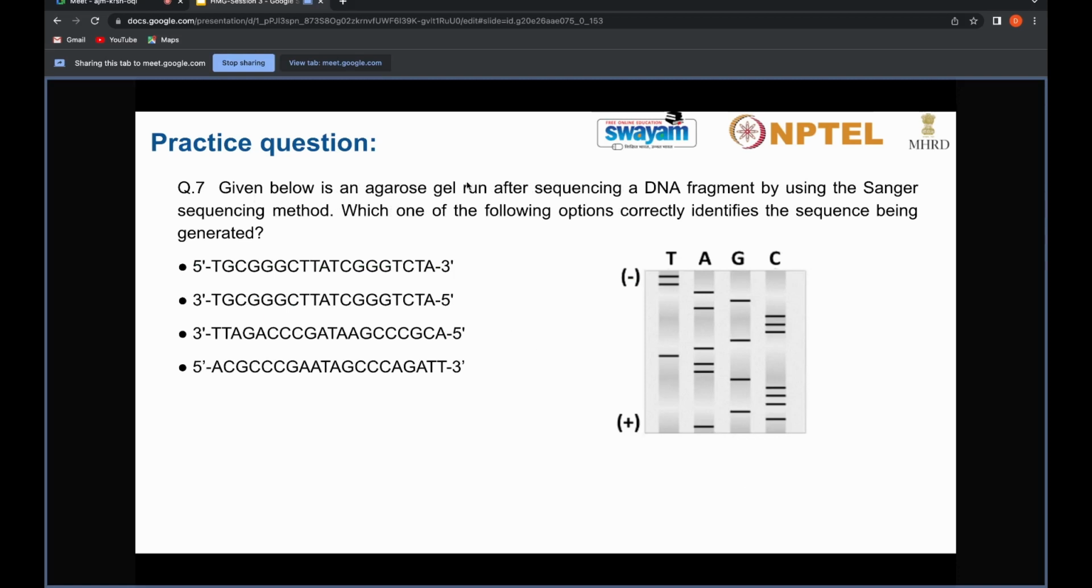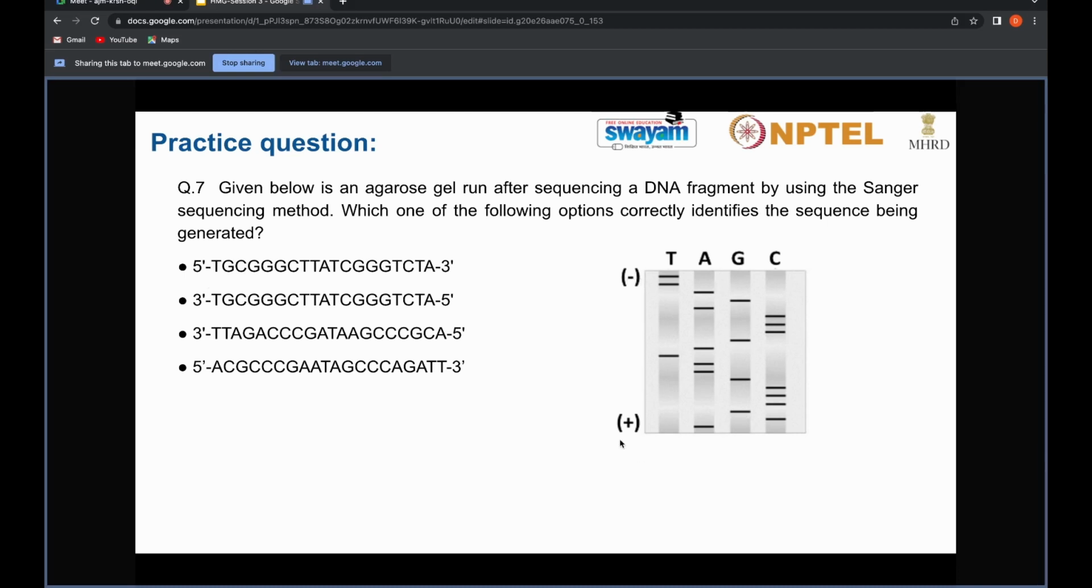Given below is an agarose gel run after sequencing a DNA fragment using the Sanger sequencing method. Which one of the following options correctly identifies the sequence being generated? So they have given you the agarose gel after the sequencing of the DNA fragment, using the Sanger sequencing method, and these are the bands that are observed. You have to tell what sequence is being generated from this.